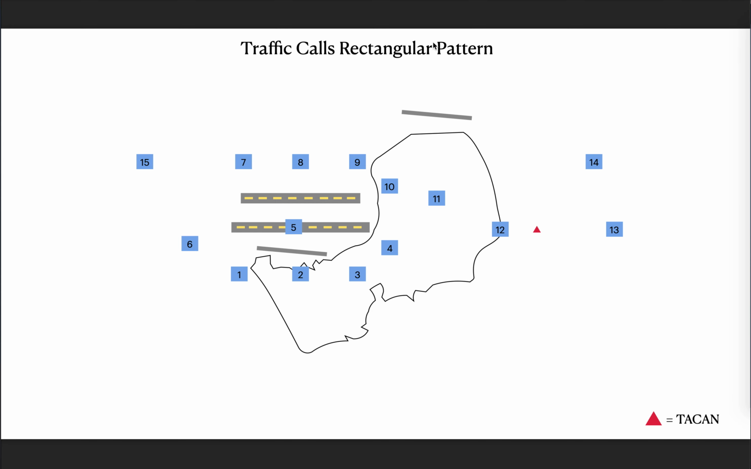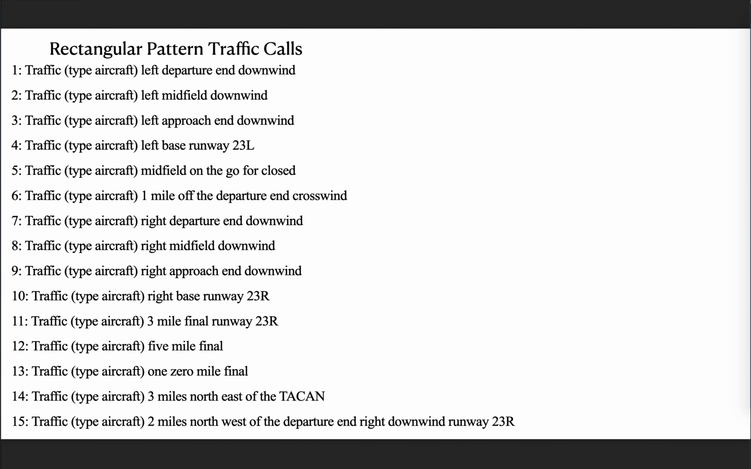So this is a normal rectangular pattern. This aircraft will be at departure in downwind, midfield downwind, approach in downwind, and base. Aircraft's on the go. And so I put all these aircraft in different places as if aircraft were here. And so what I want you to do is I want you to see how you would say where that traffic is. And then I want you to refer to the next section. I'm going to send this out via email so you have the physical copy of this. But I wrote down how you should say it.